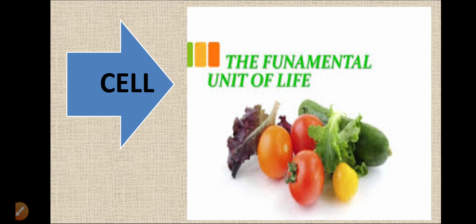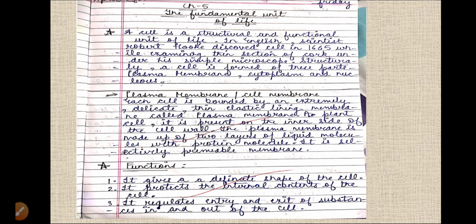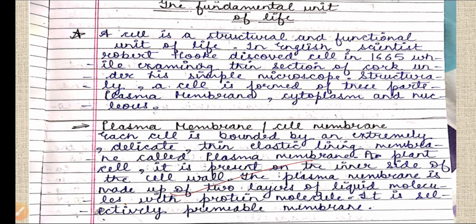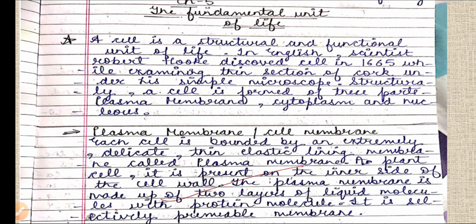So let's start our video. Today I'm going to explain the chapter Cell, Fundamental Unit of Life. Now, what is a cell? A cell is a structural and functional unit of life. In 1665, the English scientist Robert Hooke discovered the cell while examining a thin section of cork under his simple microscope.